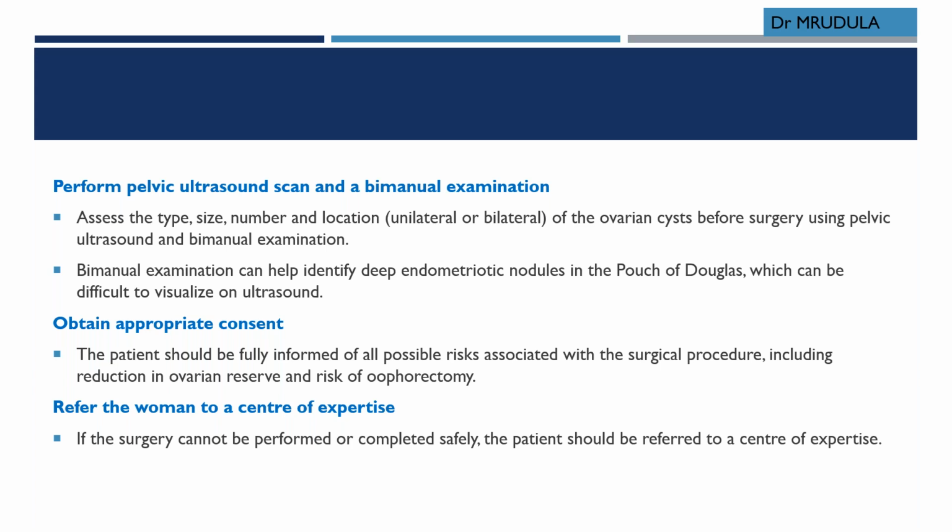Now, the third thing you should be doing before any ovarian cystectomy is the clinical and ultrasound assessment of that cyst. So you have to assess the type, size, number and location of the cyst by doing ultrasound. Also, you will be doing bimanual examination, pelvic examination to identify any deep endometriotic nodules because they can be missed by ultrasound. Then you have to obtain appropriate consent.